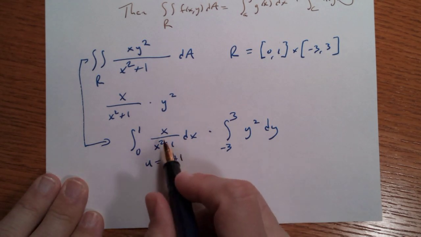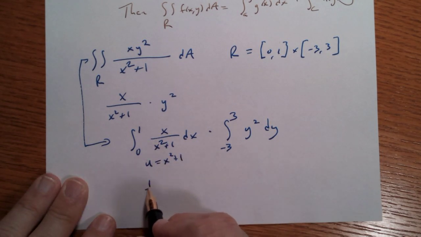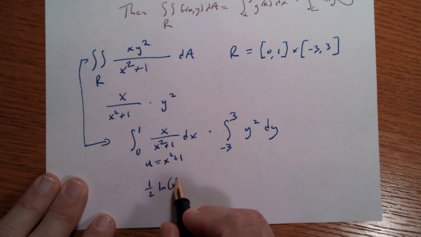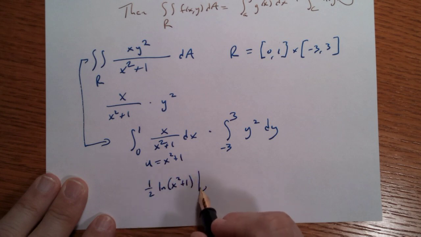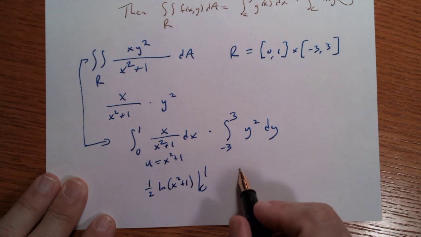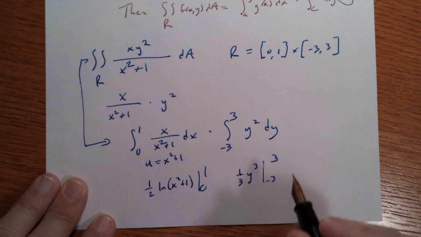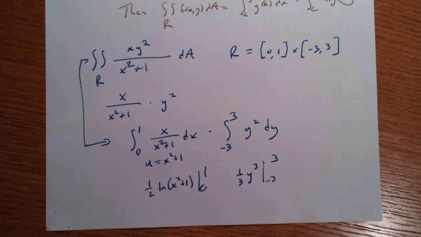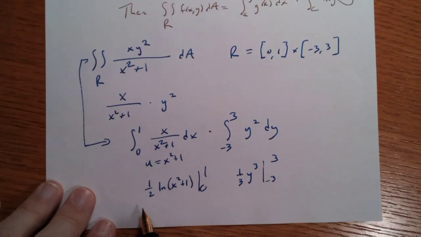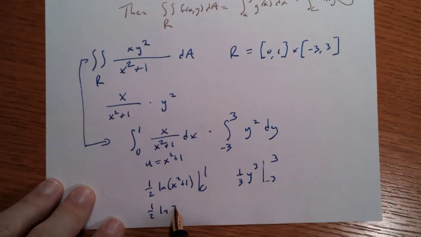So here I get 1/2 ln(x squared plus 1) from 0 to 1. Here I get 1/3 y cubed from -3 to 3. Yay! So this is 1/2 ln of 2 minus 1/2 ln of 1.